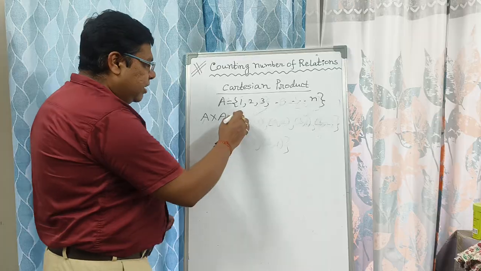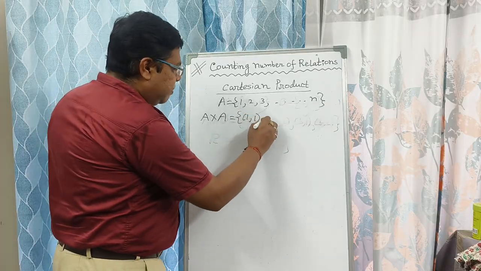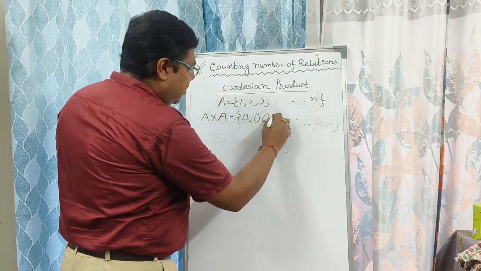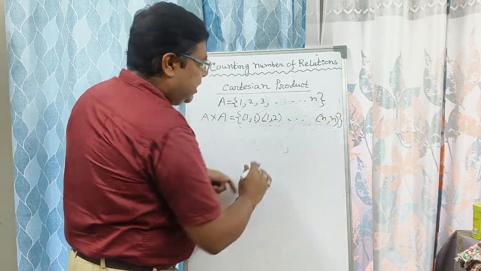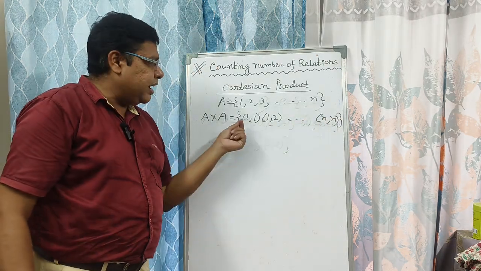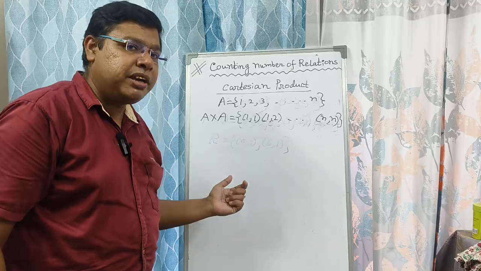Now I will get this type of ordered pairs. Clear? 1 comma 1, 1 comma 2, like this. The last one will be n comma n. I think you are getting me. The last one will be this. N square number of elements will be here.